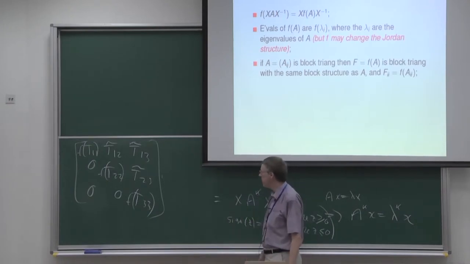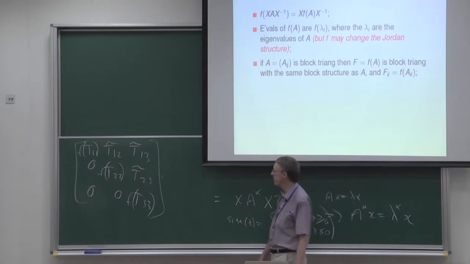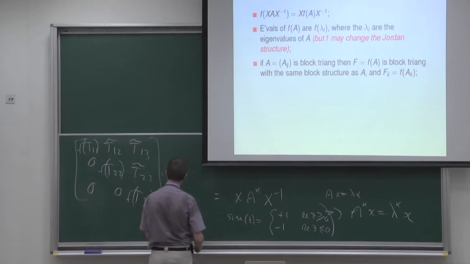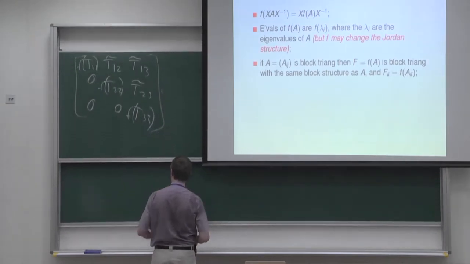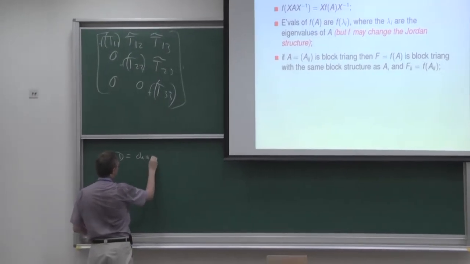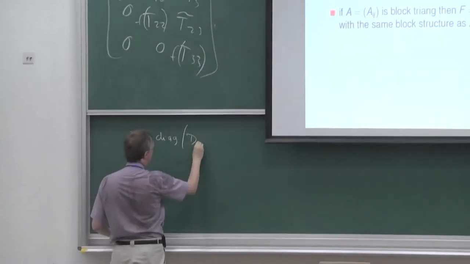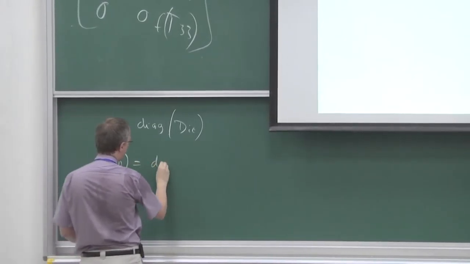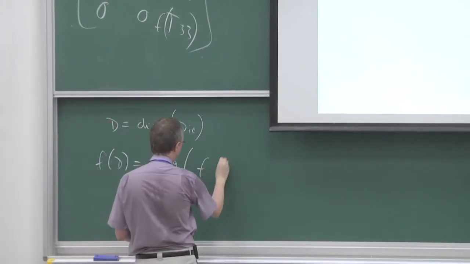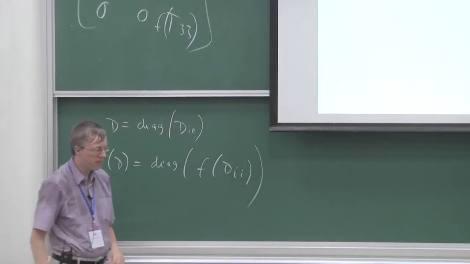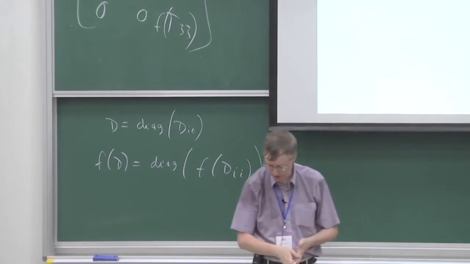So in particular, if you have a block diagonal matrix, if D is diag(D_ii), then F of D is just F of the diagonal blocks. That's an important special case that we'll use from time to time.